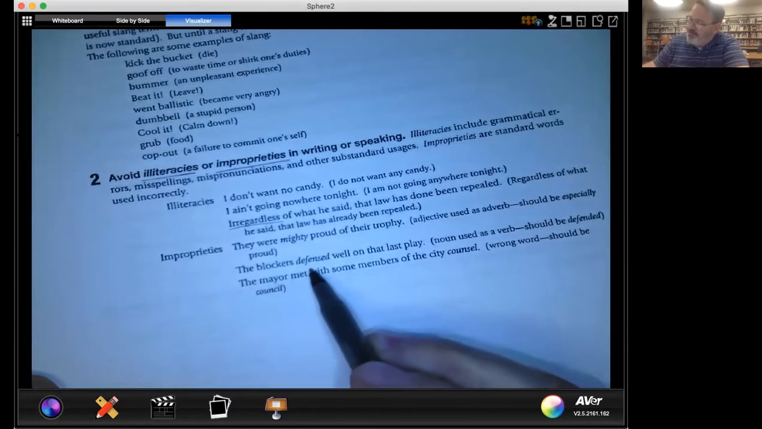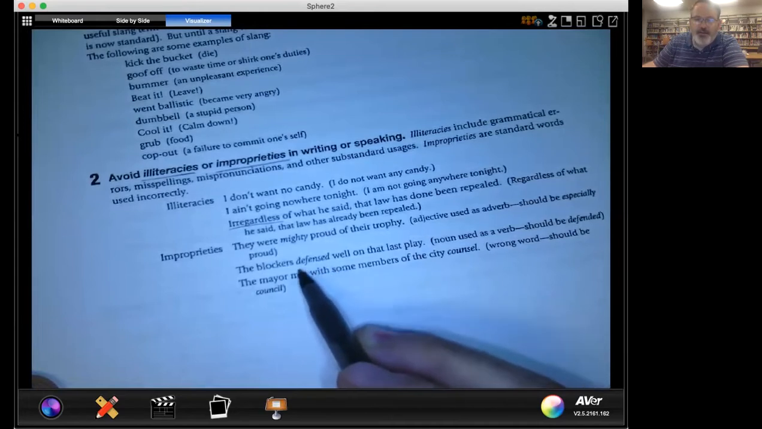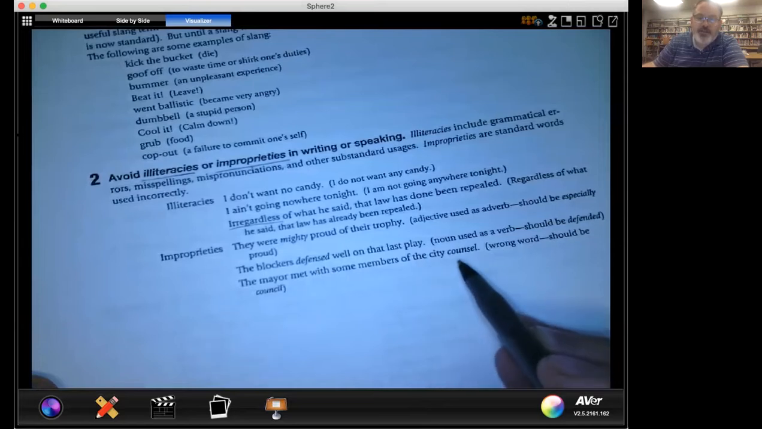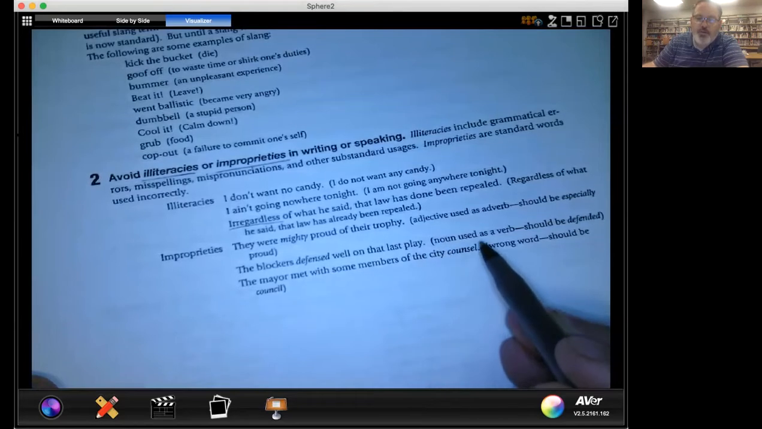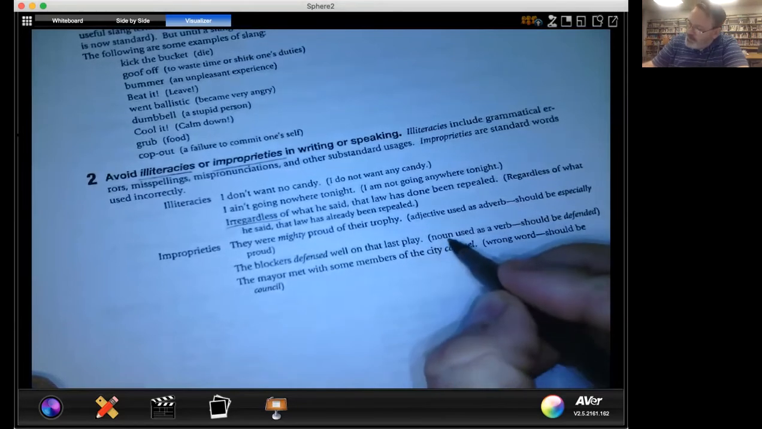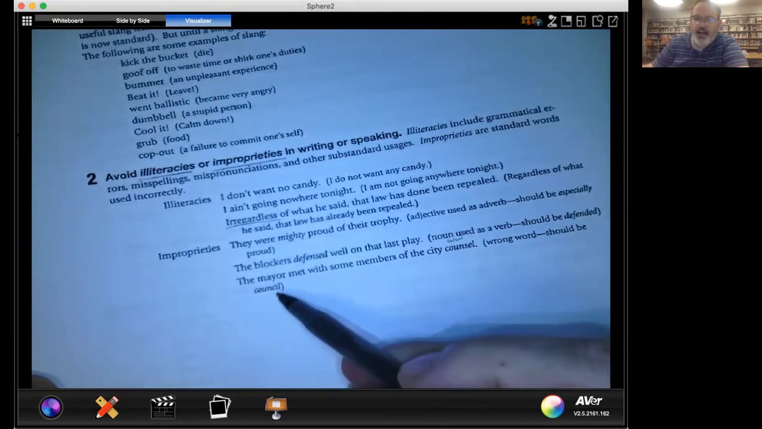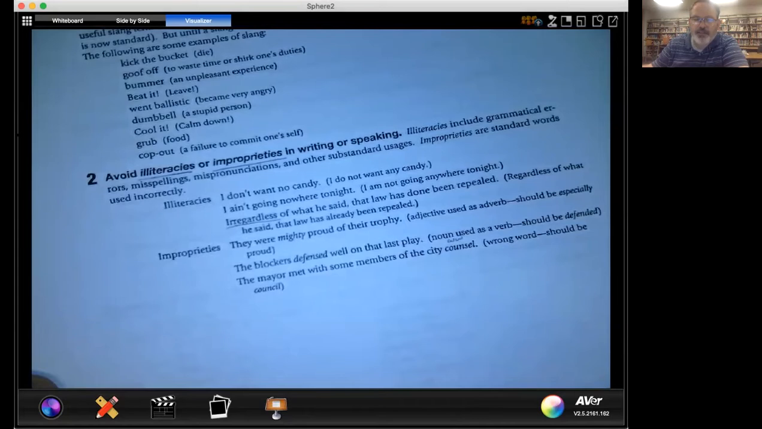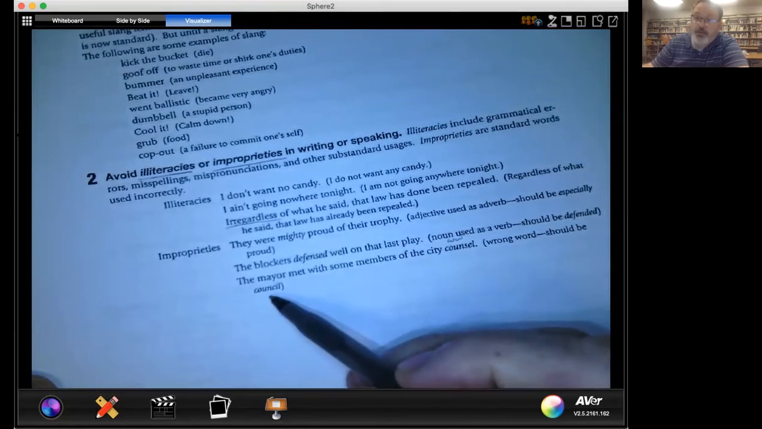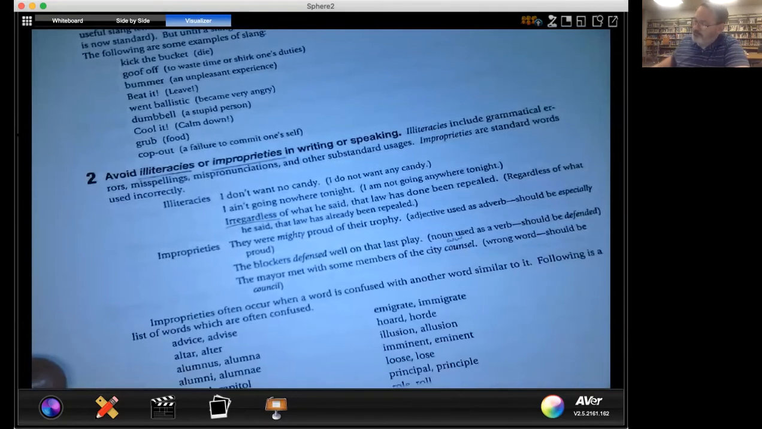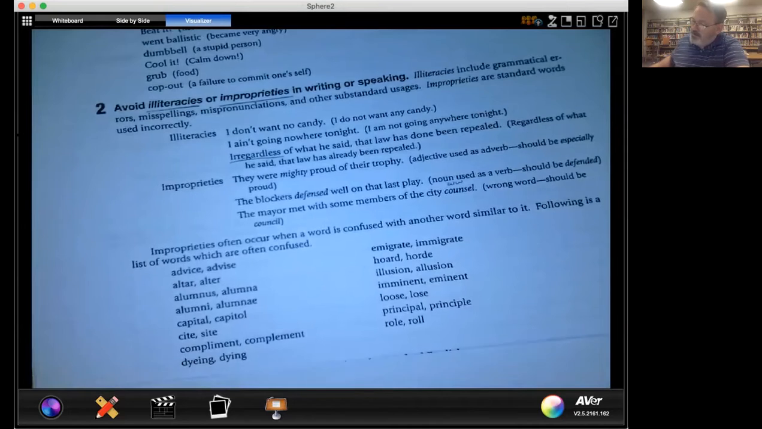The blockers defensed well on that last play. That should be defended well, not defensed well. The mayor met with some members of the city council. That's the wrong word. If we were correcting it, we would say WW for wrong word. It should be council, C-I-L, not C-E-L. Council is the leadership body. Counsel is what you do if you are a counselor. You counsel someone.